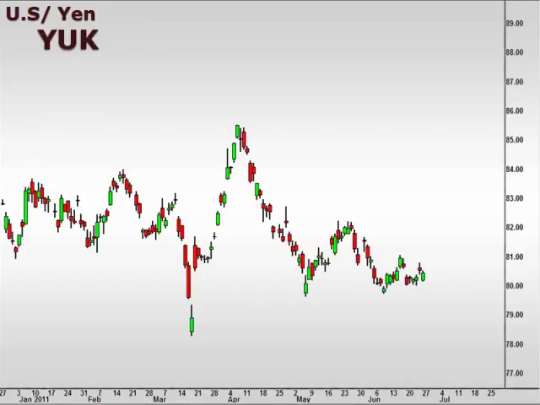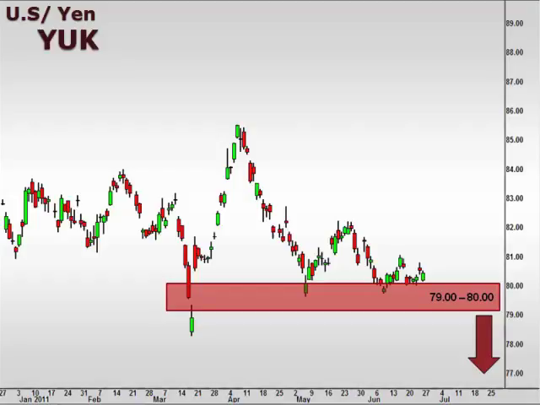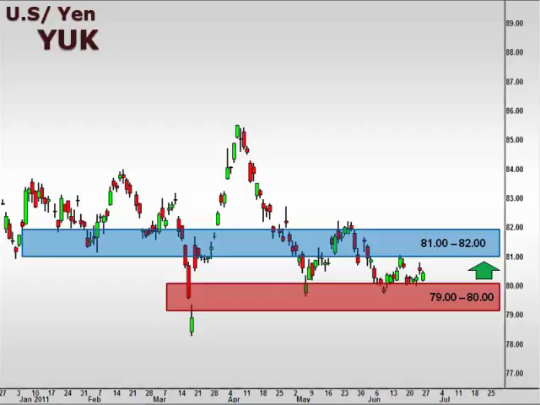Let's take a look at the U.S. dollar versus the Japanese yen as seen here in the ISC FX options pair value YUK. Well, the YUK continues to hover along the 79.80 support level. A break below 79.5 opens the window for a drop lower. A bounce is likely to meet with resistance at 81.